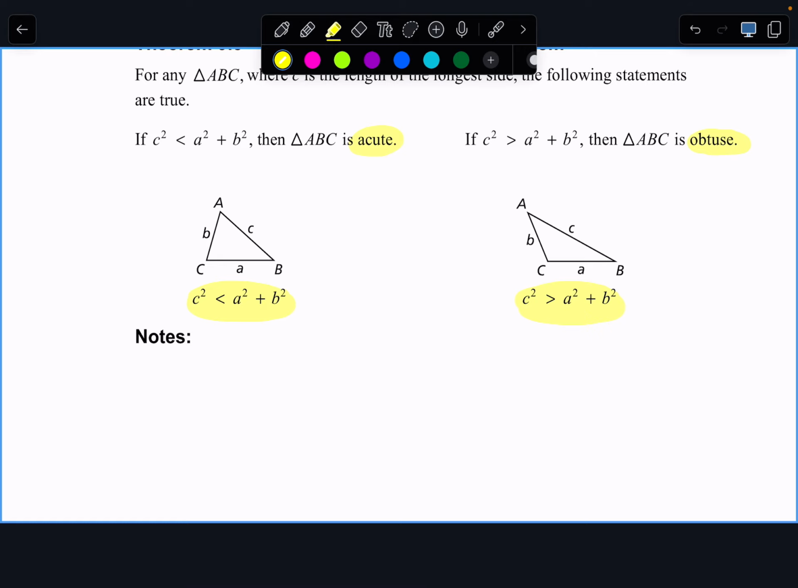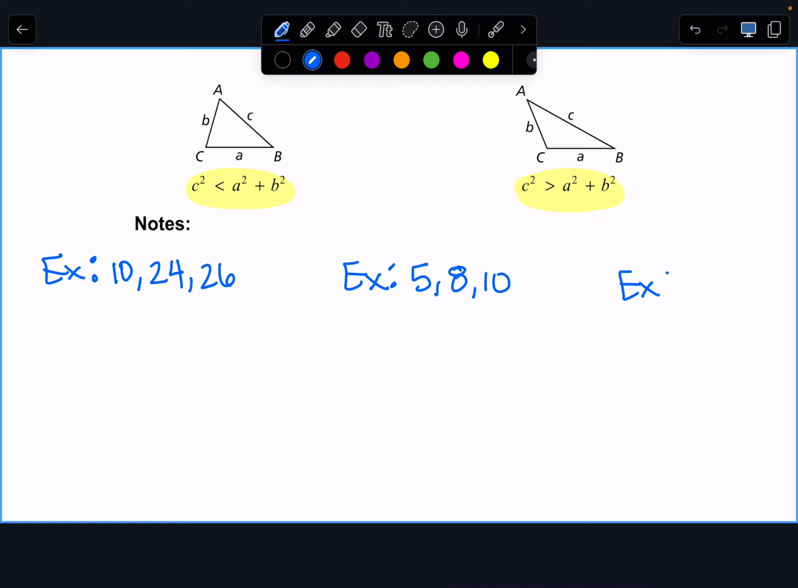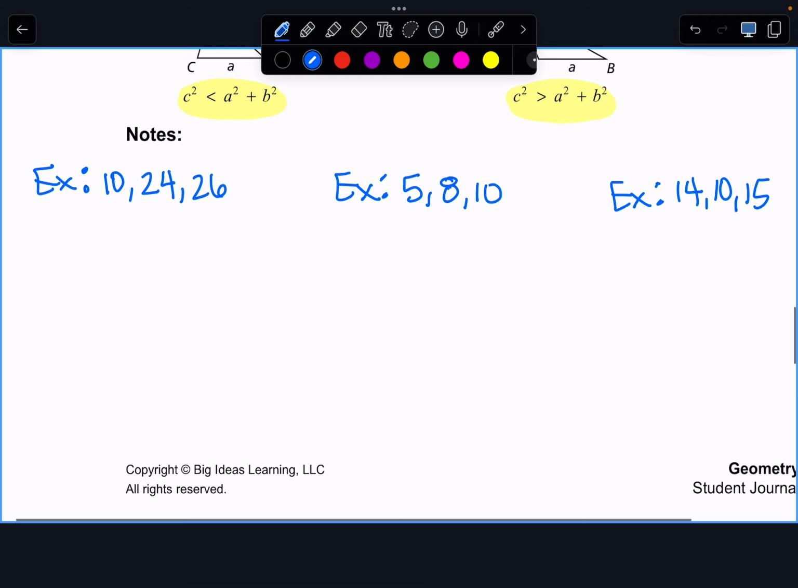So I'm going to give you three triangles. One has sides of 10, 24, 26. One has sides of 5, 8, and 10. And one has sides of 14, 10, and 15. Could you please use the Pythagorean theorem to determine if we have right, acute, or obtuse triangles? Ready, set, go. Work with your table.